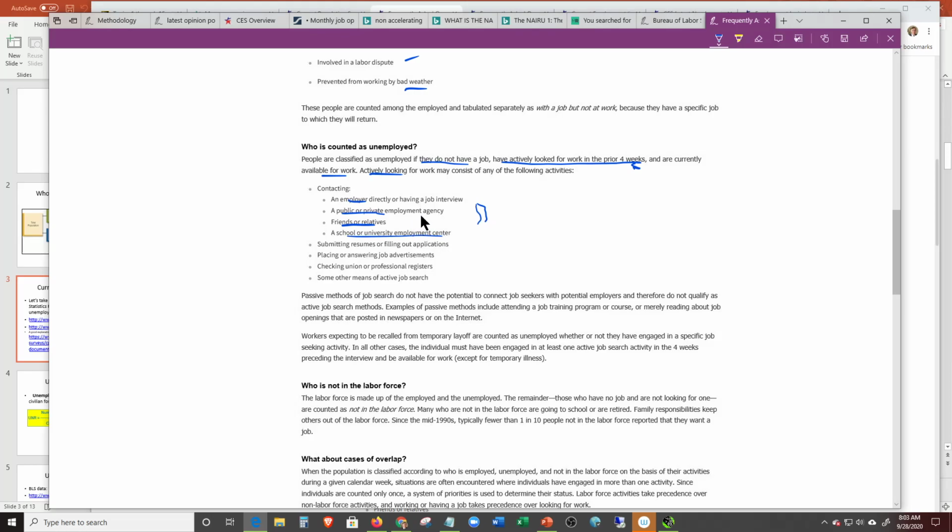And I suppose, like contacting, if you talk to a relative, "Yeah, I don't have a job. I sure wish I had one. Do you know anyone?" There you are, actively looking for a job. So you could criticize this as a very, very generous definition of employment.